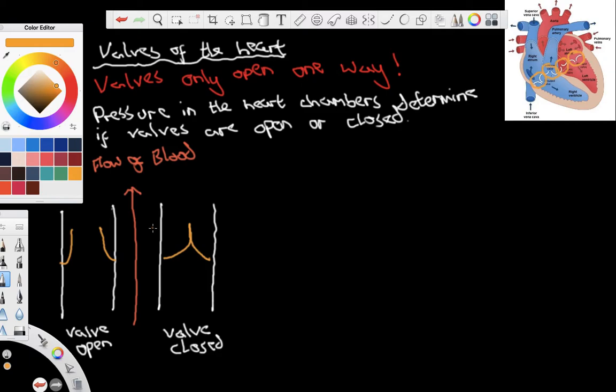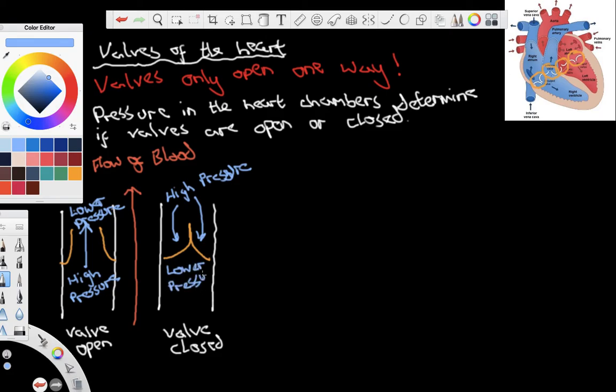Okay? Now, the reason that this valve is open is because there's higher pressure on this side than on this side. So we've got higher pressure here from the heart contracting, which forces the valve open so the blood can flow into a lower pressure area. Okay? So our blood can flow from high to low. On the other hand, if the valve is closed, the higher pressure must be here. High pressure. And what this is doing is it's causing the valve to fall shut. Okay? This is because the lower pressure is on this side.